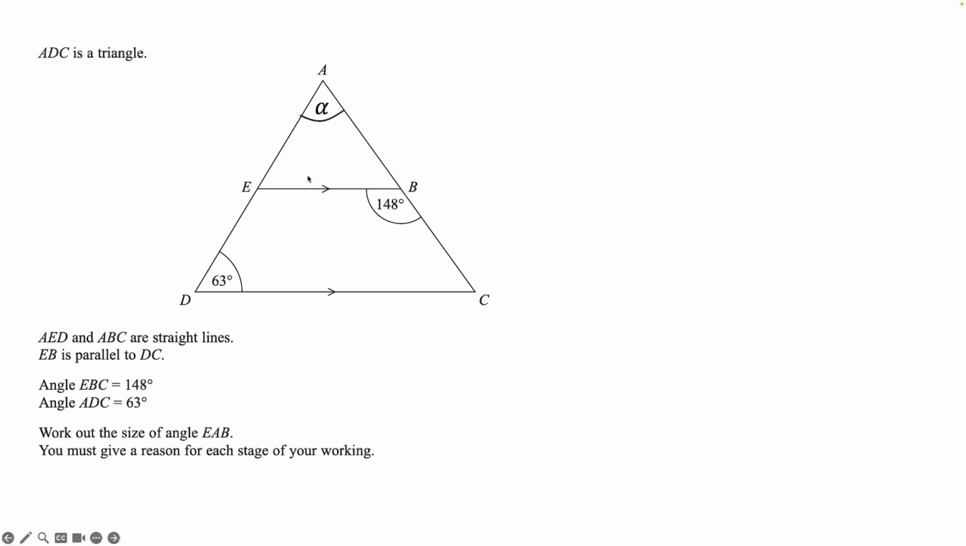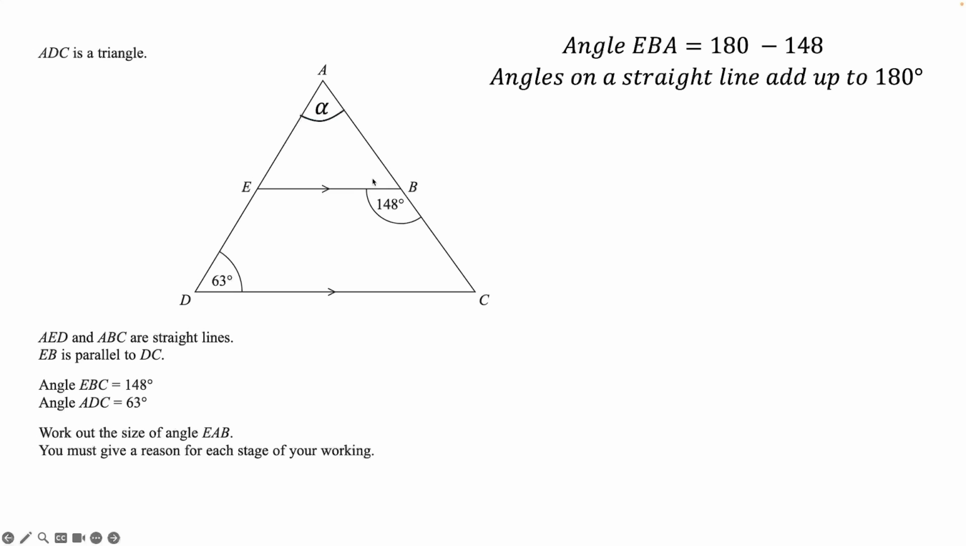In these kinds of questions, it's good to just draw stuff that we can find out very easily. The first thing I did was find out the angle EBA. This is quite easy to find out because the angles on a straight line add up to 180 degrees. So this angle here is going to be 180 minus 148, which is 32 degrees. So we can plot that on the diagram. So we found out one angle. Let's see what else we can find out.